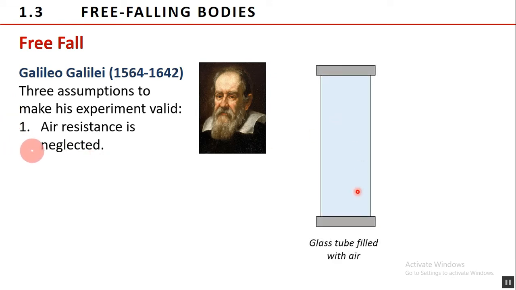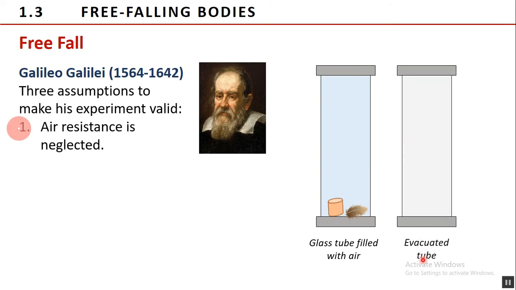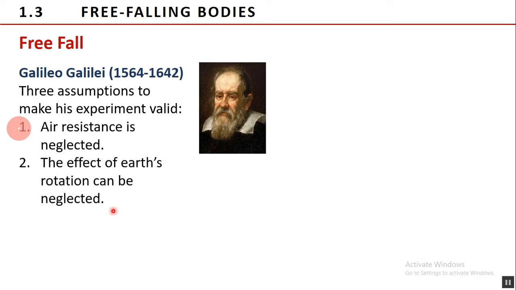Consider a glass tube filled with air, and there are two objects, a heavy metal and a light feather. With the presence of greater air drag on the feather as compared to the metal, we see that the metal falls faster than the feather. But once air is evacuated from the glass tube, they would fall at the same time since the effect of air drag is eliminated. Number 2, the effect of Earth's rotation can be neglected.